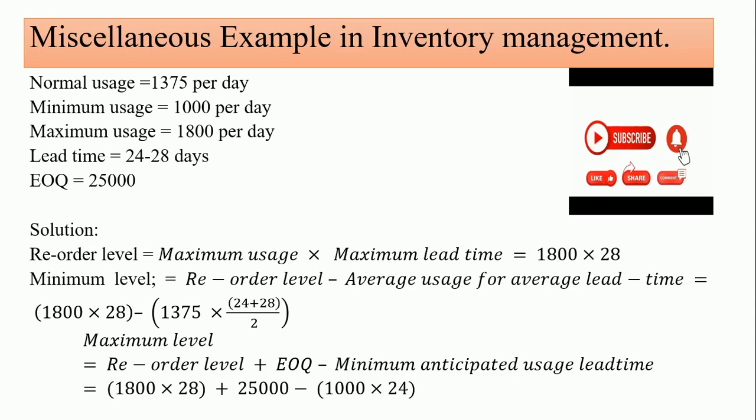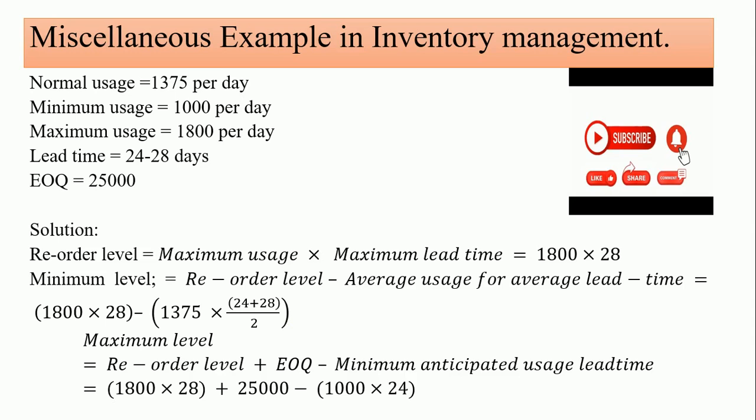For the minimum level, we have the reorder level minus average usage times average lead time. So the reorder level is what you have obtained here, which is 1,800 times 28, minus, how do you compute your average usage times average lead time? To do that, you have your normal usage, which is 1,375, times average lead time, which is 24 plus 28 divided by 2. Drop your answer in the comment section.